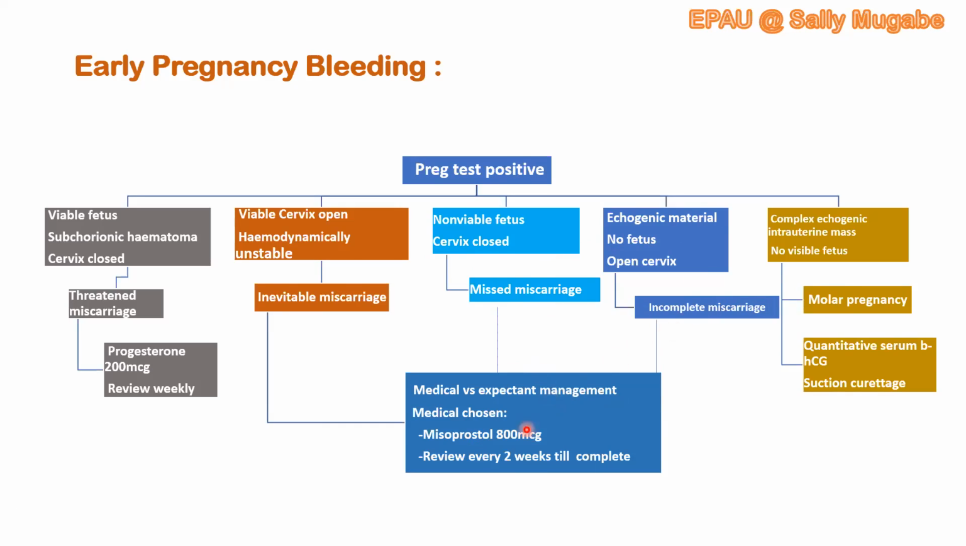Then we have a scenario where we will see a complex echogenic intrauterine mass, no visible fetus. This is a molar pregnancy, and we want to do a quantitative serum beta hCG and do suction curettage.